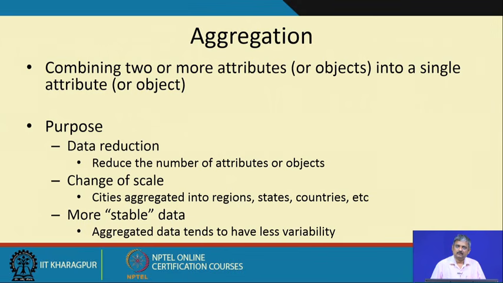Aggregation is combining attributes or objects into a single entity. For example, maybe the sales of Coca-Cola or some soft drinks in an entire district, instead of storing the values in the individual towns in the district, I may add them together and have the entire district sales before I do the mining. Okay. This reduces the data, this changes the scale, and you have a more kind of average or stable data which has less noise, less variability, more stable, more robust.